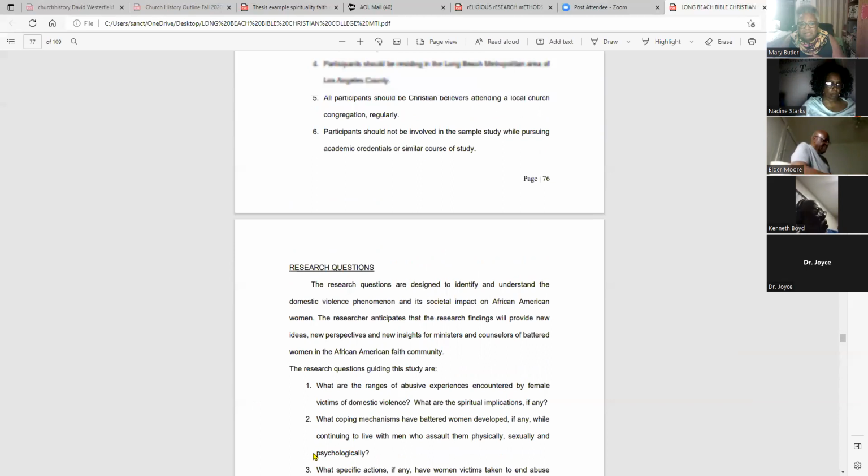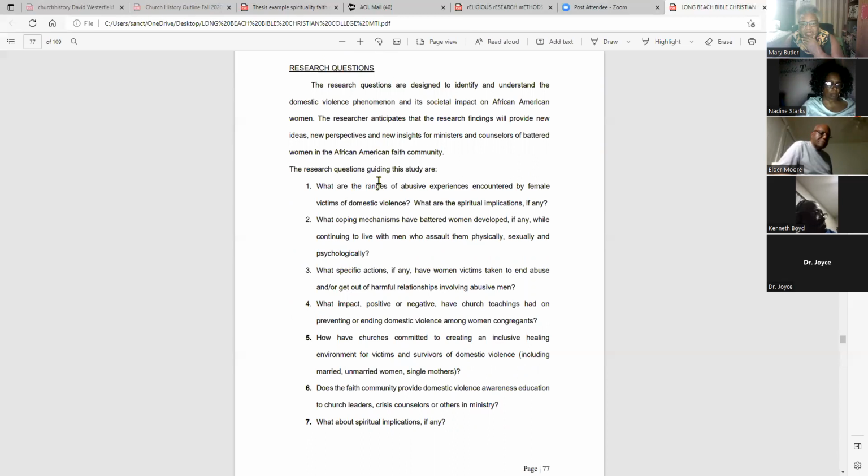For instance, it says, the research questions guided this study, because that's what they do, guide the study. What are the ranges of abusive experiences encountered by female victims of domestic violence? If I put that down, that means I've got to go and find that out. These are just questions. You're going to have to answer these questions over in chapter 2. So I don't want to be answering 19 things. I'm going to narrow it down, and I think I narrowed it down to about 7.